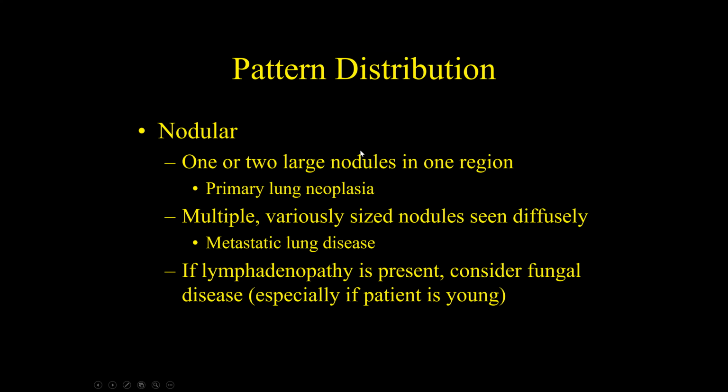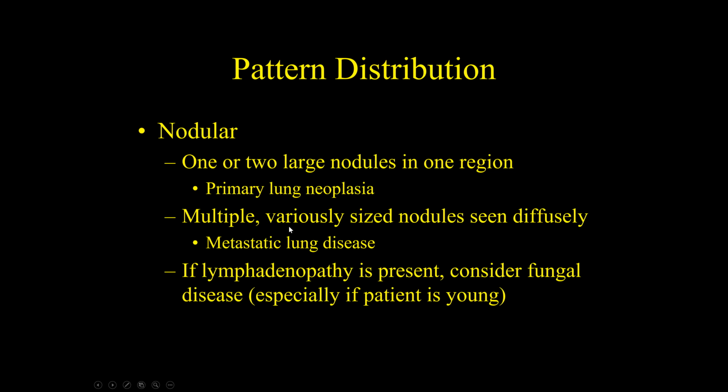So nodules. Again, if you want to describe these nodules, are there one or more than one nodules? Are they in the same region? If there are only one or two and they're really big and probably in the same lung lobe, primary lung neoplasia is your best bet. And the most common primary lung cancer in a dog is a bronchogenic adenocarcinoma.